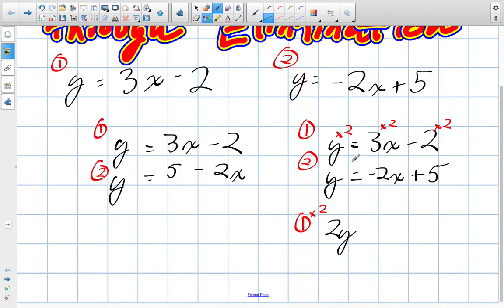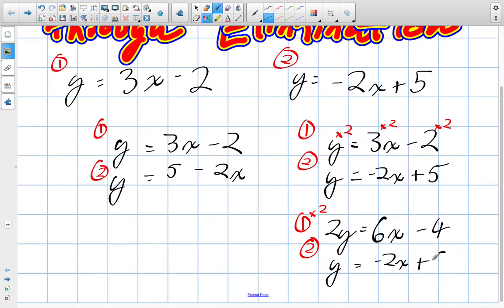So after we did 2 times y, we got 2y. 3x times 2 gives us 6x. And negative 2 times 2 gives us negative 4. Okay, so there's equation 1 times 2. I'm still going to write equation 2 the original way, just so we do it step by step.